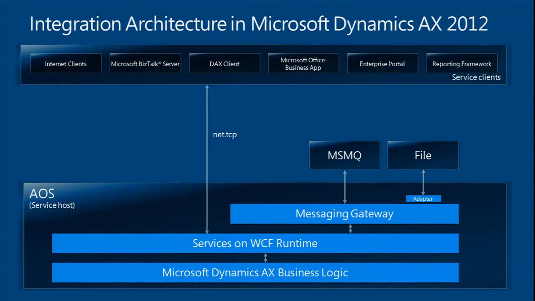All the services that are running in a WCF runtime can be accessed directly from AOS. There is no IIS needed, through NetTCP. That's a protocol that you can configure through standard WCF configuration, and you can immediately access those services on AOS through NetTCP.